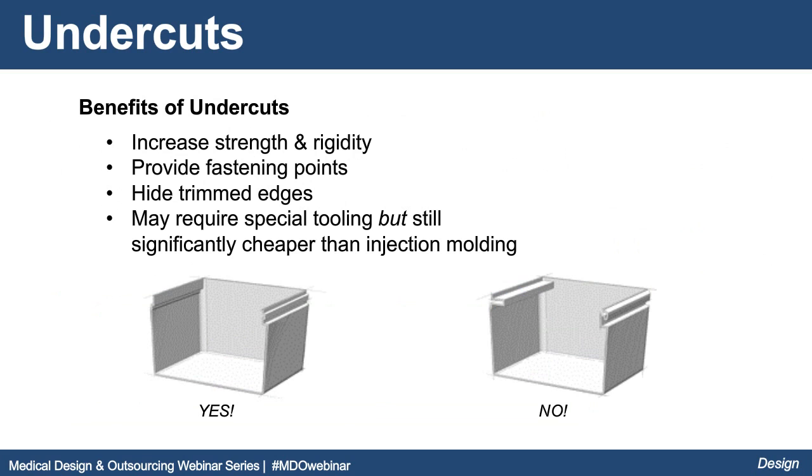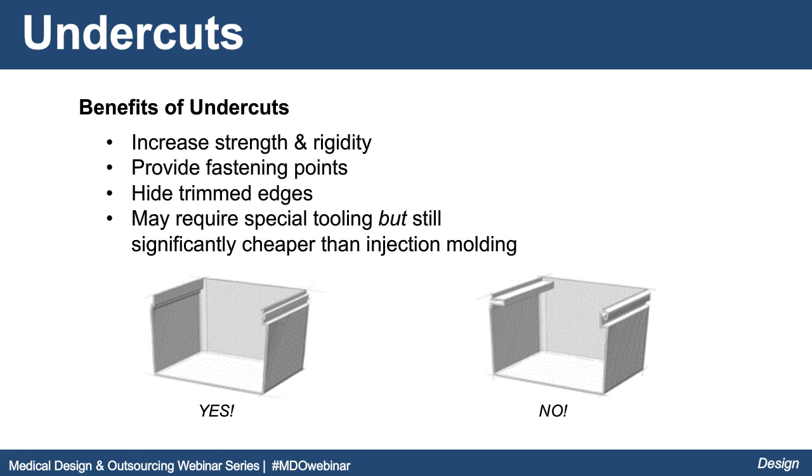Undercuts are one of my favorite topics. They provide a lot of benefits in the pressure forming process. They allow you to increase strength and rigidity. They allow for fastening points. You can hide your trimmed edges. On the pictures below, if you run an undercut to the inside of the part and you trim the part from the inside surface, now all your trim takes place on a non-visible surface.